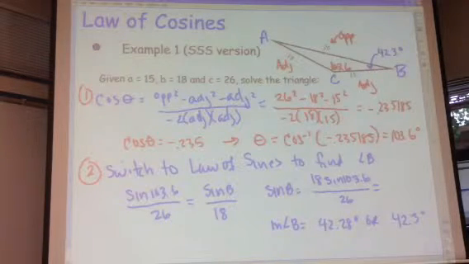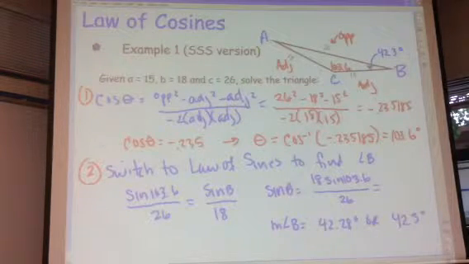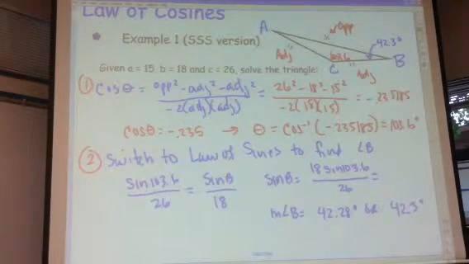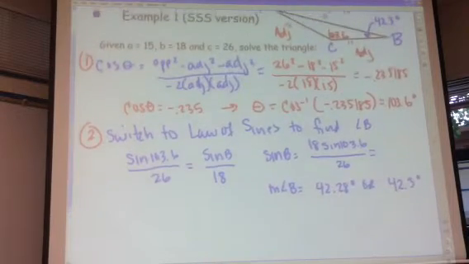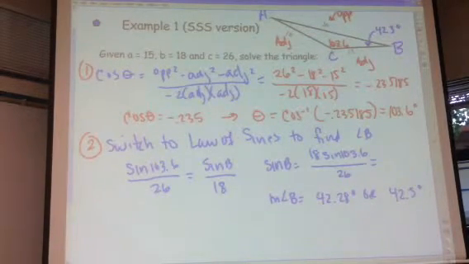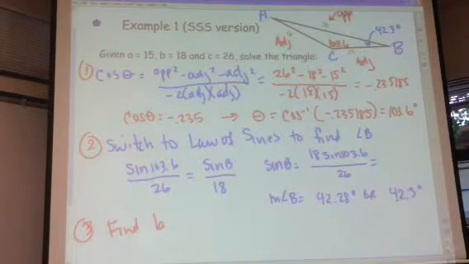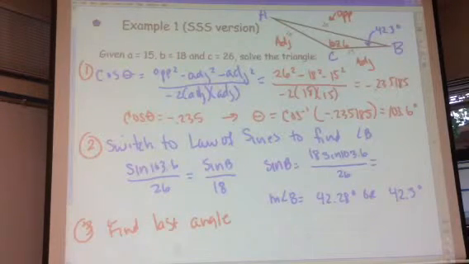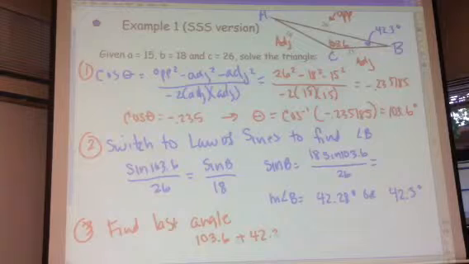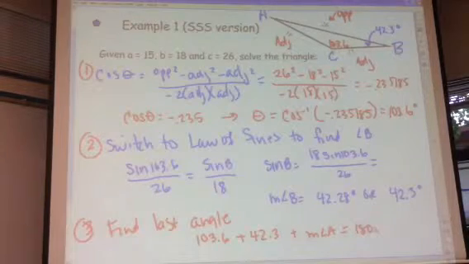Now, I know that I said we should be using law of sines or use what we're given in order to find everything in our triangle, but in this case, I've done the law of cosines backwards, and I've done the law of sines backwards, and I think at this point, I can just use the idea that the angles of a triangle add to 180 to find the last one. So step 3, you're going to find your last angle. And you're going to use the fact that all angles of the triangle add up to 180. So 103.6 plus 42.3 plus a measure of angle A, that's going to equal 180 degrees because that's what triangles do.